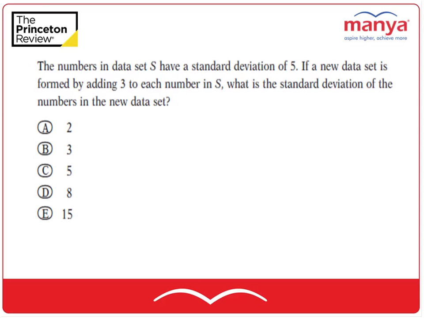See, for example, if I have 2, 3 and 4, and I add 1 to all, 2 plus 1, 3 plus 1 and 4 plus 1, the difference between the elements will always remain the same. So the standard deviation will not change. So you can always remember, if you add or subtract a constant to or from all the values in the set, the standard deviation will remain the same, because the spread remains the same. So what is going to be your answer option here? If it is not going to change, the answer is the same 5.